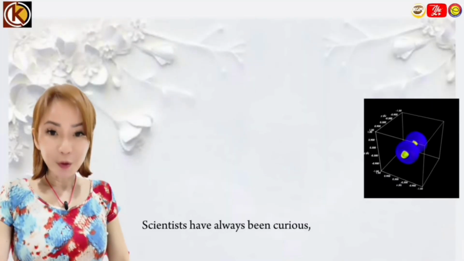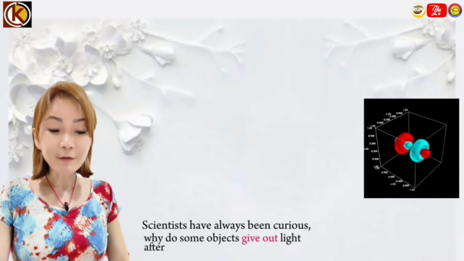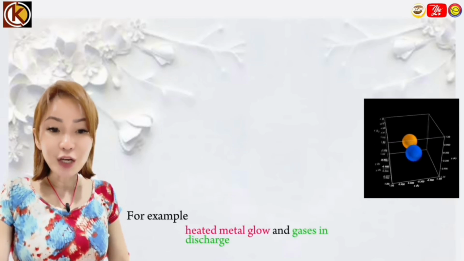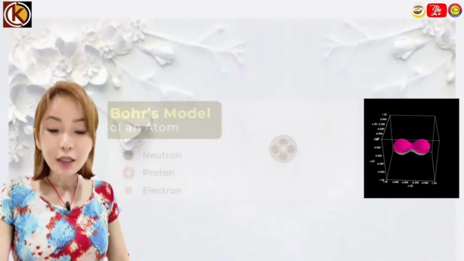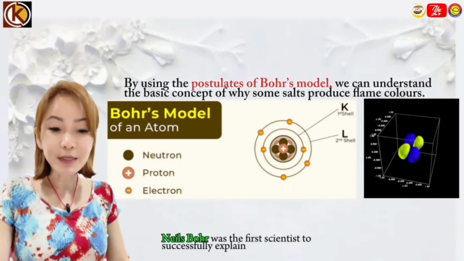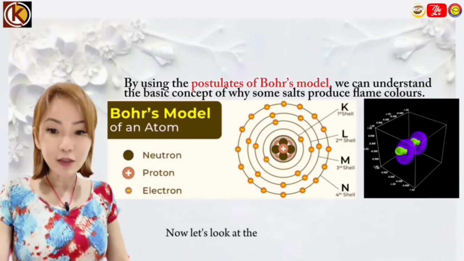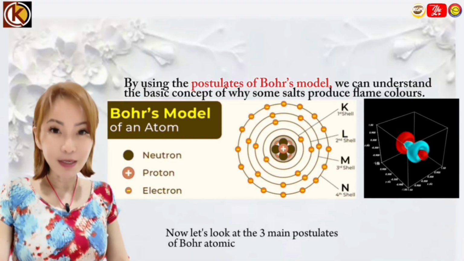Scientists have always been curious, why do some objects give out light after absorbing energy? For example, heated metal glow, and gases in discharge tube produce bright colors. Niels Bohr was the first scientist to successfully explain this phenomena using his Bohr model of the atom. Now, let's look at the three main postulates of Bohr atomic models.